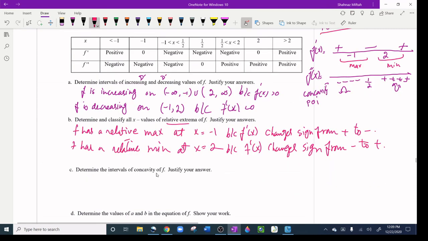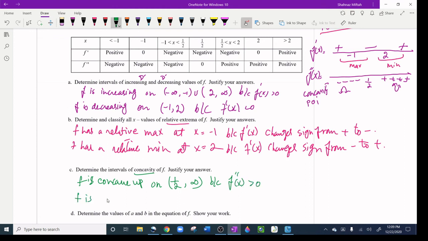Now let's see, determine the intervals of concavity of f. Intervals of concavity, like they're talking about concave up and concave down, both. That's what concavity means, it means both. So from negative infinity to half, it's concave down. So f, since they said f, f is concave up on half to positive infinity because f double prime x is greater than 0.